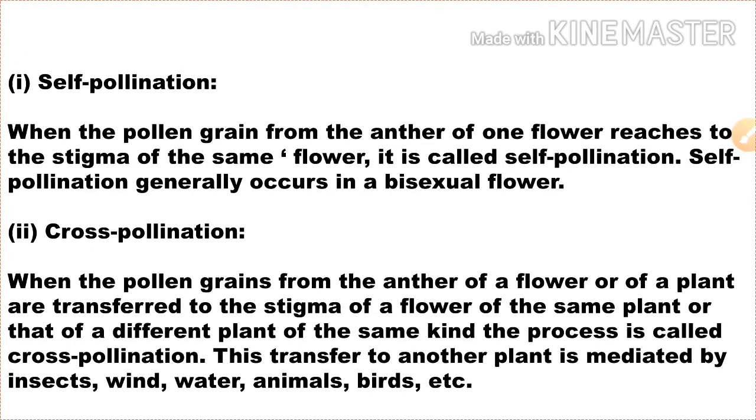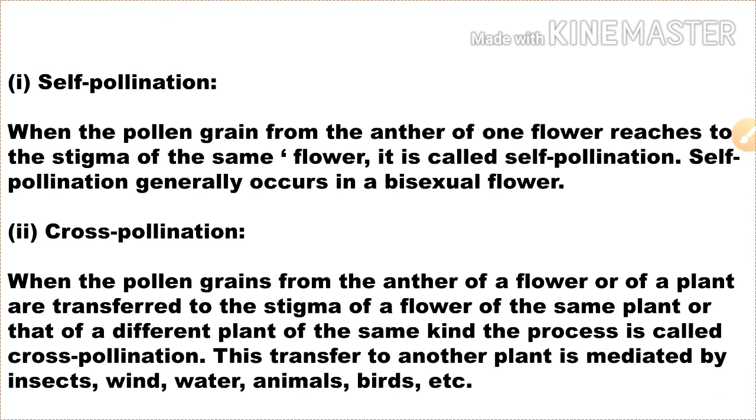Next one, self-pollination. Pollination is of two types: the first is self-pollination and the second is cross-pollination. When the pollen grains from the anther of one flower reach the stigma of the same flower, it is called self-pollination. Self-pollination generally occurs in bisexual flowers.